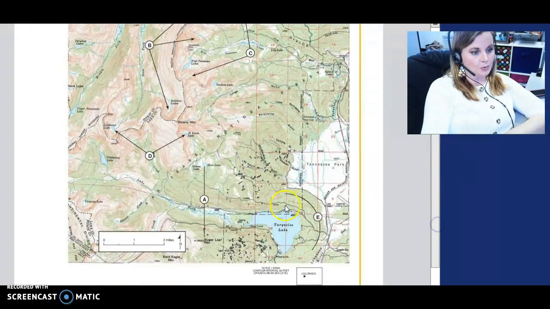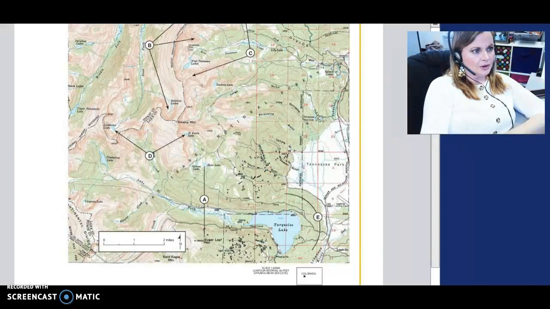E is pointing to this semicircular structure at the bottom or back of Turquoise Lake. And A is just looking at the shape of the valley, the river valley in general. So that's what things are pointing to.